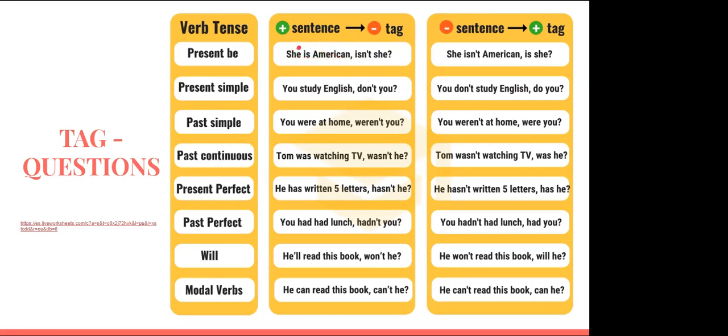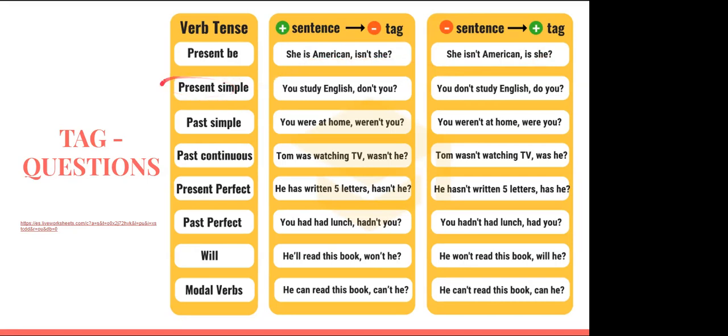For example, she is American, isn't she? Always positive and negative, the tag negative. Again, we can also do it inverse, like negative in the first statement and then affirmative in the second one. She isn't American, is she? And in the answer, we will just confirm or not. Yes, she is, or no, she isn't.